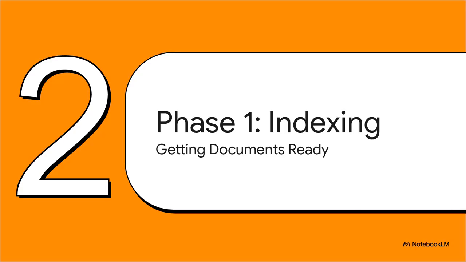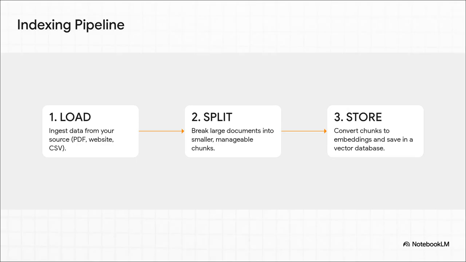All right, let's get into the weeds with phase 1, the indexing pipeline. This is so important. This is where we take all our messy, raw documents, web pages, PDFs, whatever, and we transform them into a clean, searchable knowledge base for our AI. The whole process is basically a 3-step assembly line. Simple, right? First, we load the data from wherever it lives. Second, we split those big documents into smaller, more manageable chunks. And third, we store those chunks in a special kind of database.